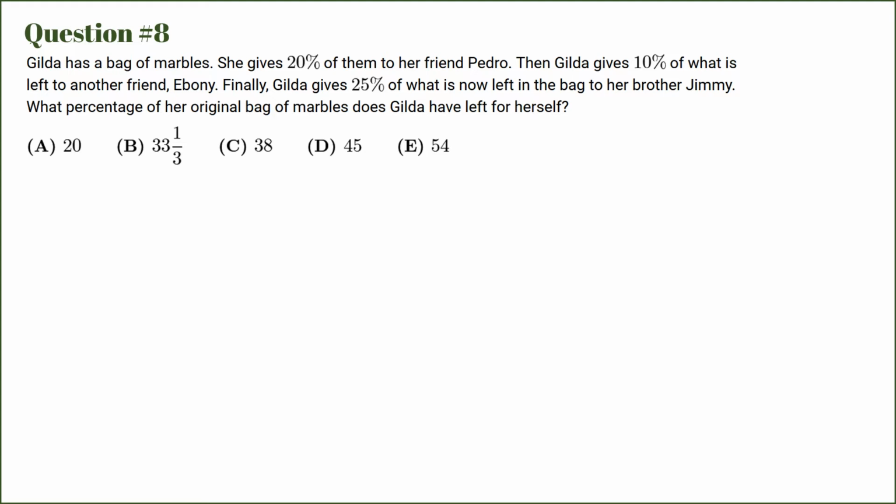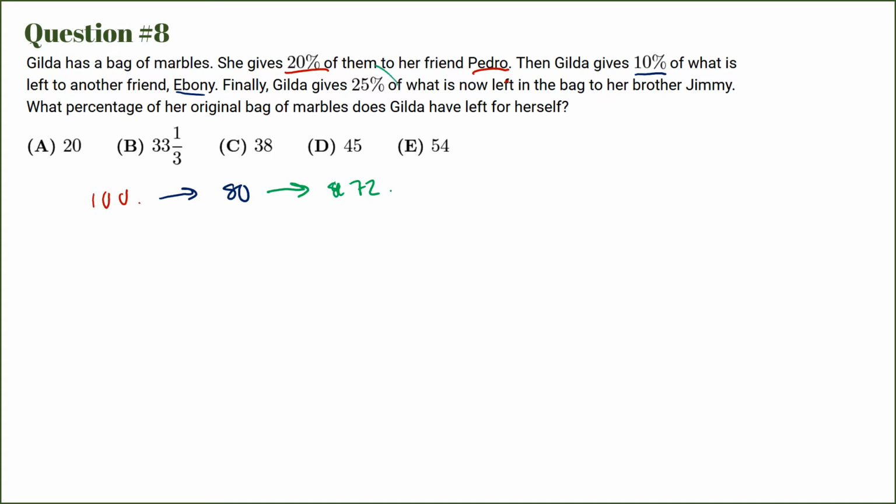So let's say that she had 100 marbles from the beginning. Then she gave 20% of them to her friend Pedro. So then 100 became 80. She had 80 left. Then because she gives 10% of that away to Ebony, 80 becomes 80 minus 10% of 80, which is 8, so 80 minus 8 would be 72.